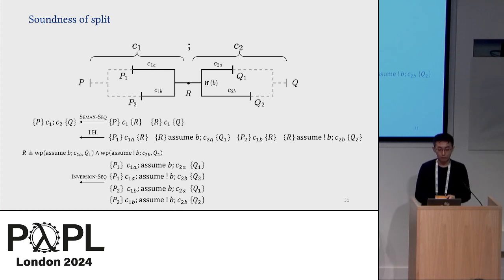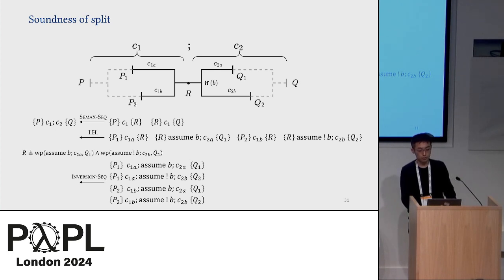Then we can apply the inversion lemma on the assumptions. In that case, we'll find an appropriate R, which is the conjunction of the weakest preconditions of the following paths.